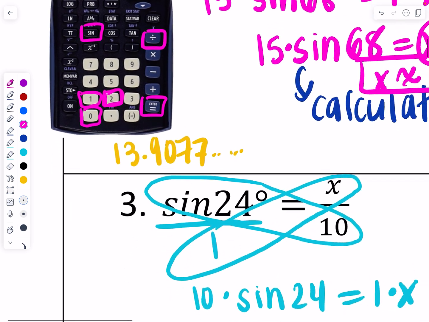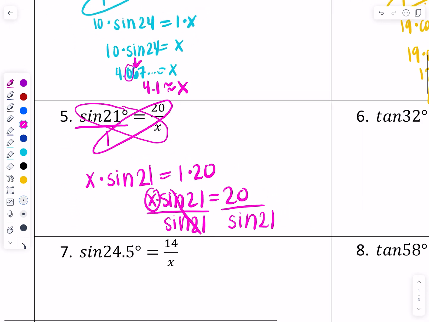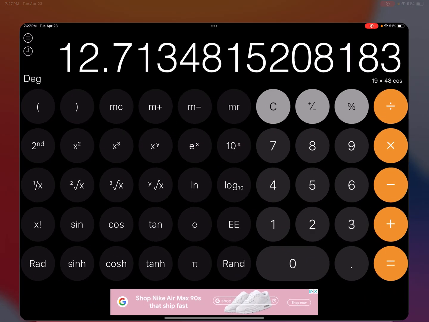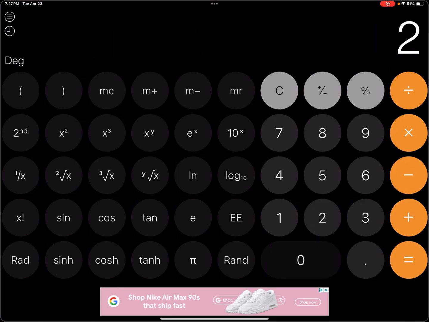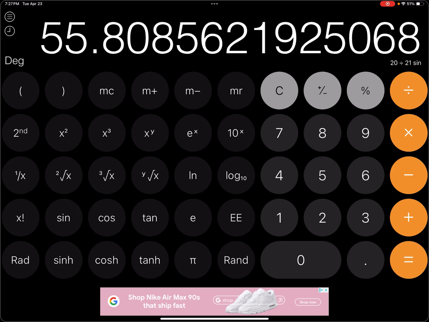That's going to be 55.80 when I cross multiply. So x is going to be equal to 55.80. When I round that to the nearest tenth, it's going to be about 55.8. If you did that in your phone calculator, that would be 20 divided by the sine of 21. 55.8 is what that would round to.